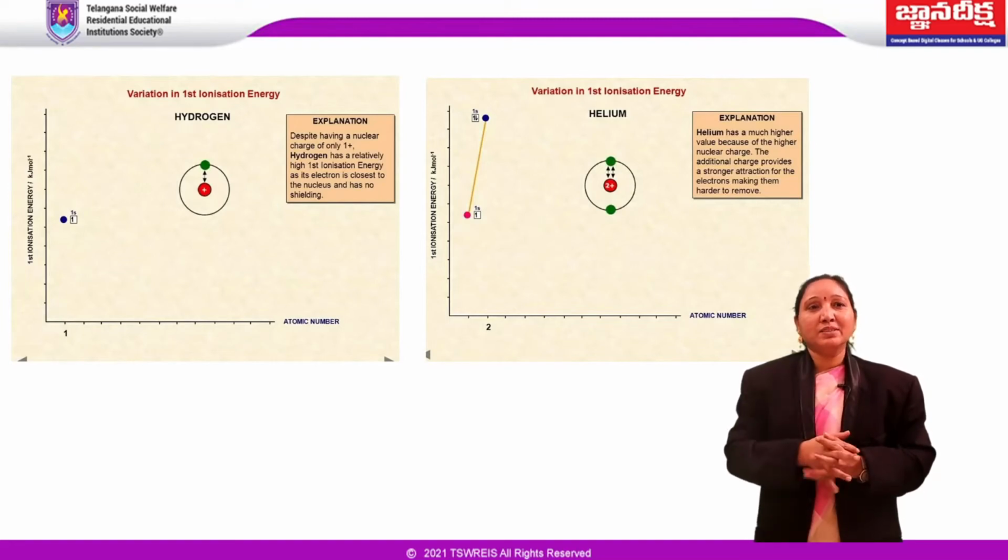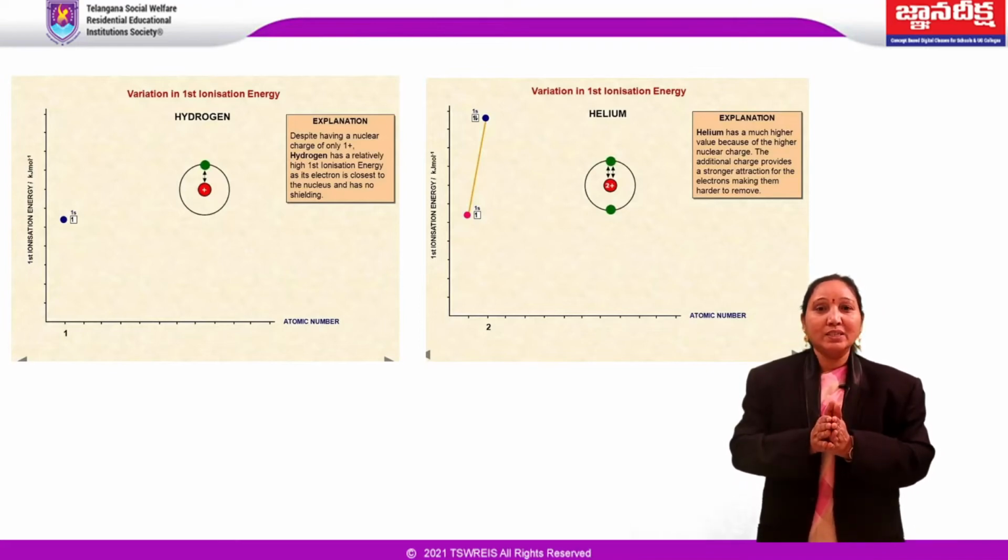If you take the example of the second group, it is similar to the first group. In the first group, the elements start with lithium and end with francium, which is a radioactive element, and the second group starts with beryllium and ends with radium. Here also, down the group, the atomic size increases, therefore ionization energy decreases. But the ionization energy of the second group elements is more when compared to the first group elements because of the more nuclear pull towards the electrons with increase in the positive charge.